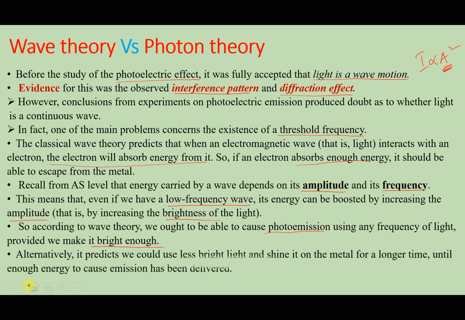Alternatively, it predicts we could use less bright light and shine it on the metal for a longer period of time, because light is a continuous wave according to the wave theory. So if we shine it for a long period of time, then the electrons in the metal surface will continuously gain energy until it is high enough for them to be ejected from the metal surface. Unfortunately, all this does not happen. All the predictions of the wave theory do not happen in real life.